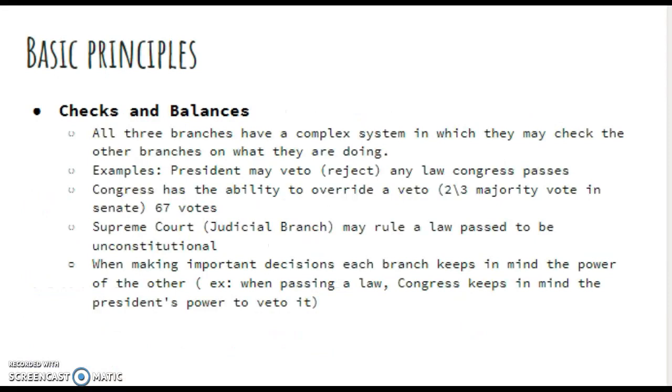Checks and balances. So again, all three branches have a complex system in which they may check the other branches. For example, a president may veto or reject any law Congress passes. Congress has the ability to override a veto with a two-thirds majority vote in the Senate. It takes 67 votes. The Supreme Court, the judicial branch, may rule a law passed to be unconstitutional. That's kind of their power. When making important decisions, each branch keeps in mind the power of the other. So when passing a law, Congress keeps in mind the power the president has to possibly veto.